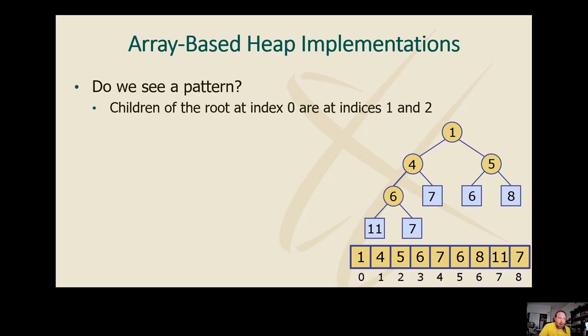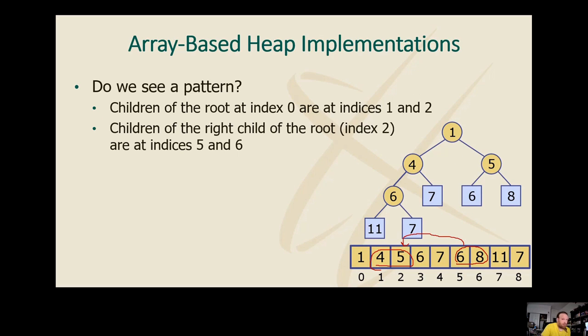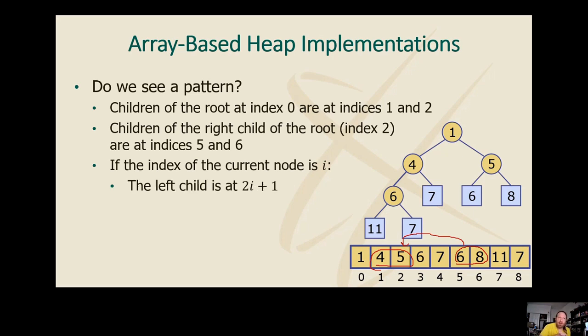Okay, 4 and 5 are the children of 0. And 6 and 8 are the children of this guy. So this means that if we have an index of I for a current node, we can find our left child by multiplying our index by 2 and then adding 1. And we can find the right child by multiplying by 2, adding 1, and then adding 1 again, adding 2, right? 2 times 2 is 4, plus 1 is 5, plus 2 is 6. The system works. 0 times anything is 0, plus 1, plus 2.